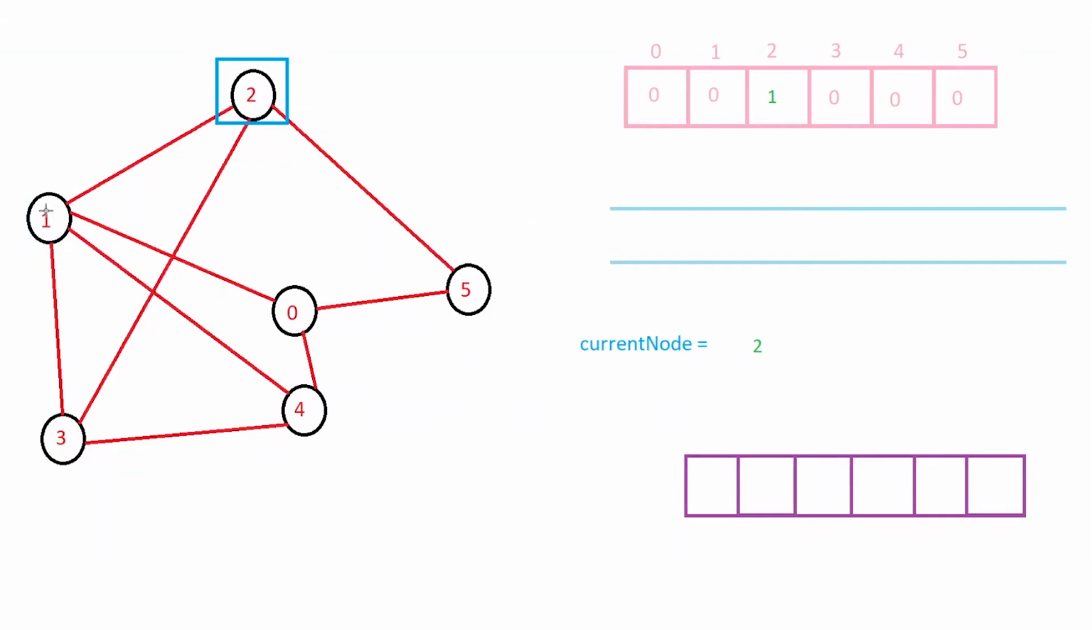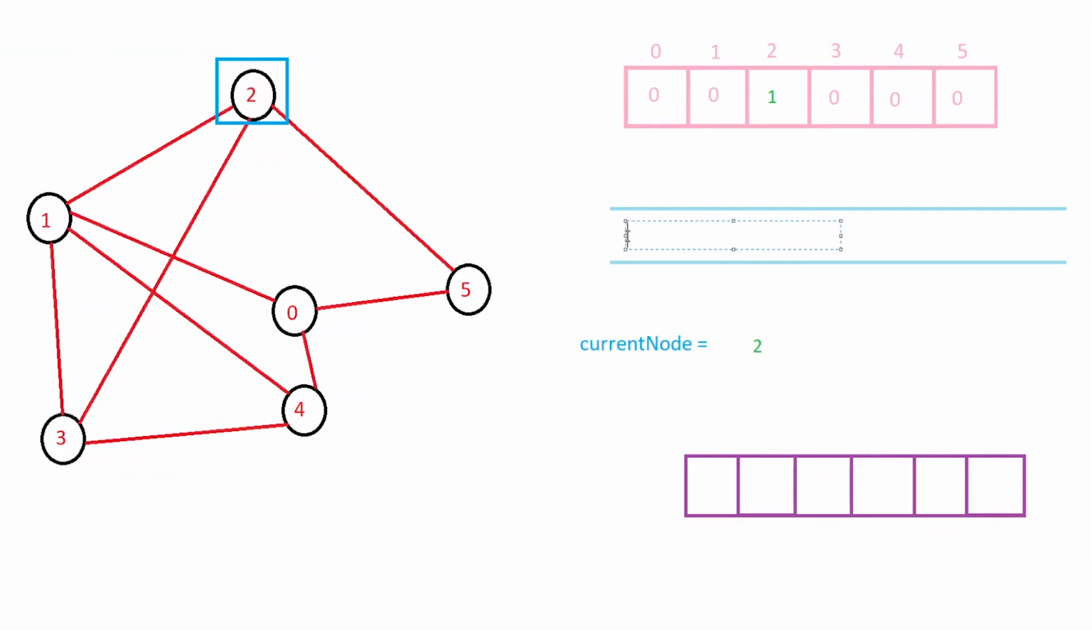Now, before pushing these elements into the queue, we will check whether or not these elements have been visited. So let's check for 1. At index 1, the value is 0. That means 1 has not been visited. Similarly, for 3 and 5, we see that the values are 0, which means they have not been visited.